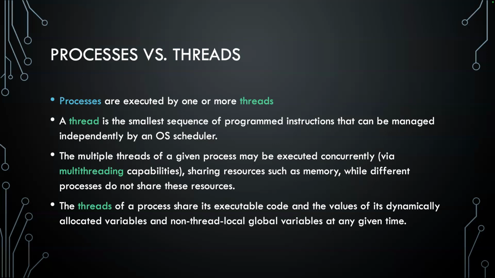Okay, so we've talked a lot about processes, so now let's talk about threads. Processes are just the instantiation of your program, so that your CPU can execute that program. Your processes are going to be executed by one or more threads. So your process can have multiple threads too. And the thread is really the smallest sequence of instructions that can be managed independently by an OS scheduler.